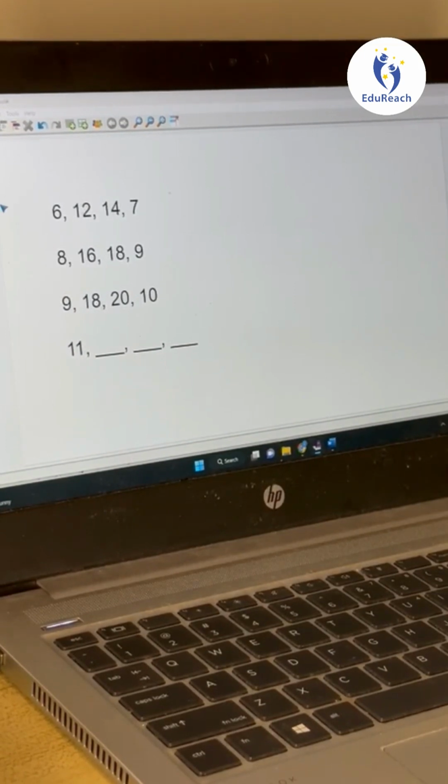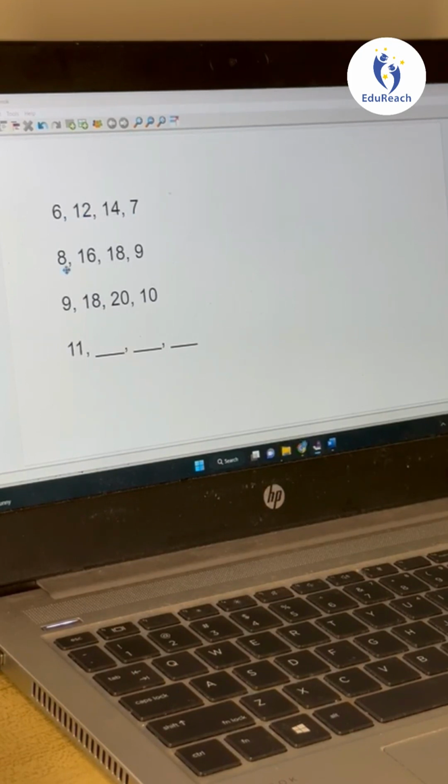Here today I've given you some patterns question. This could be a typical primary 3 question. So let's get on to it. Now look carefully. It's very interesting, right? 6 became 12, but then 12 became 14 and 14 became 7. You see a relationship there? How does 6 become 12?